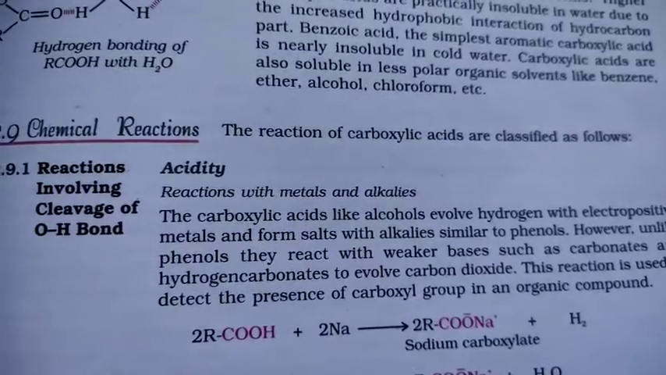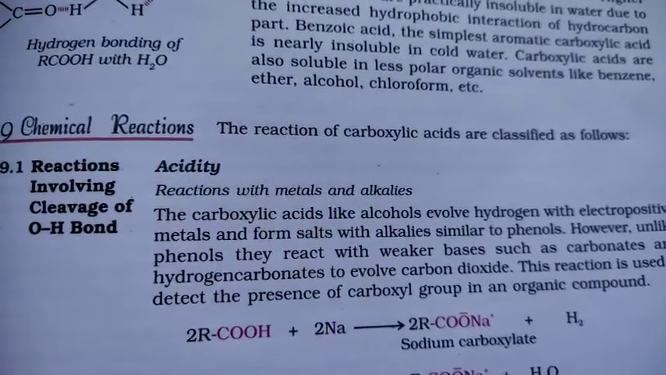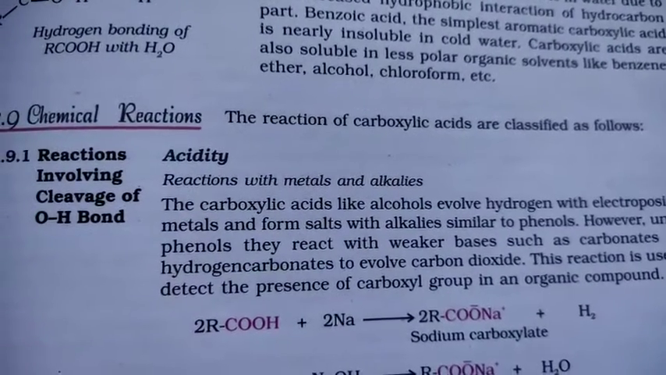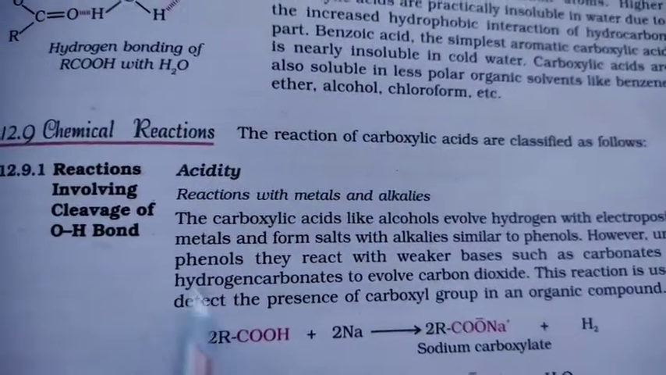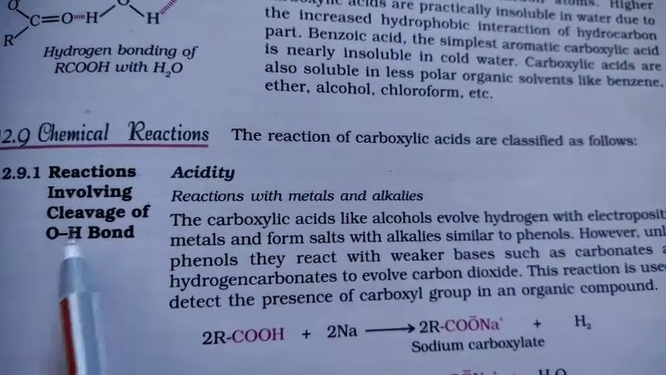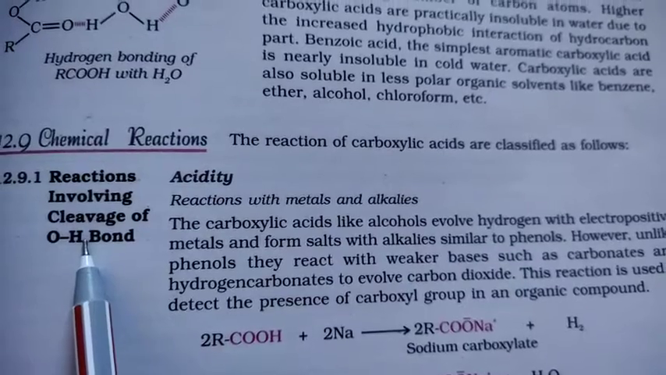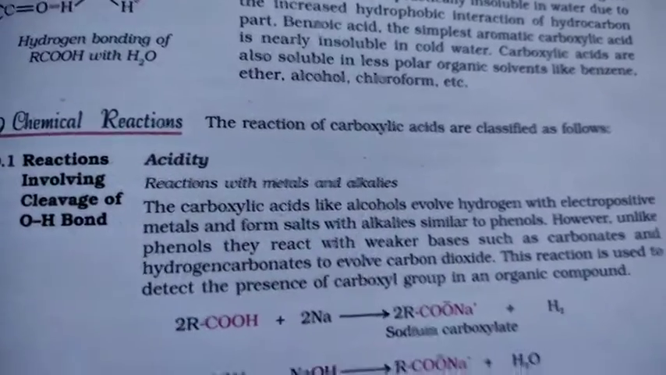Today we will start with the chemical reactions of the carboxylic acid. First, let us see such reactions in which the OH bond is being broken. The bond between oxygen and hydrogen will be broken from the carboxylic acid. So we have three sets of reactions here.